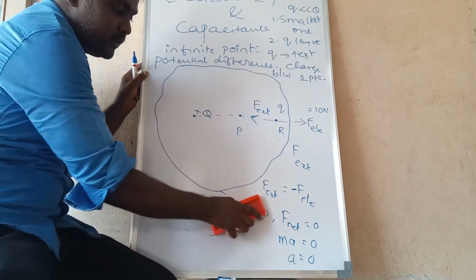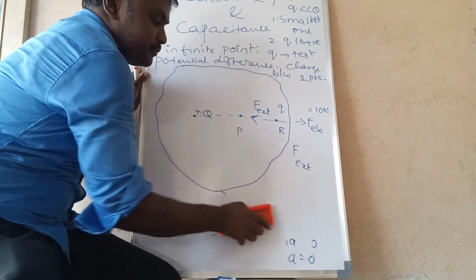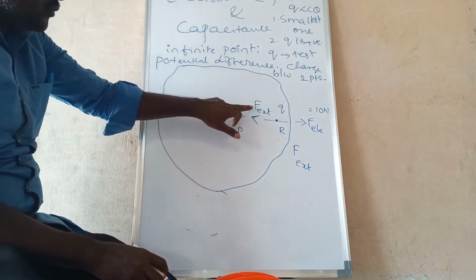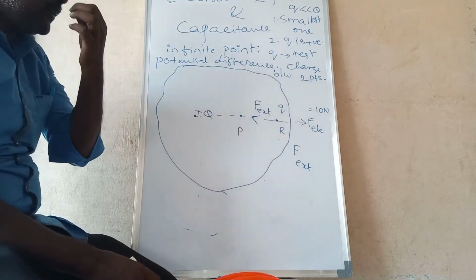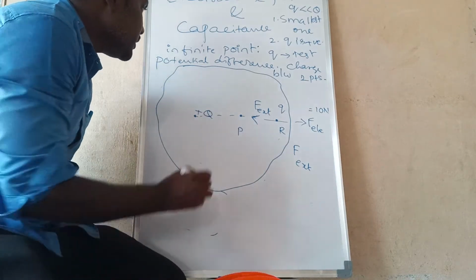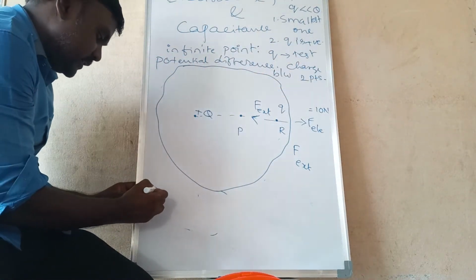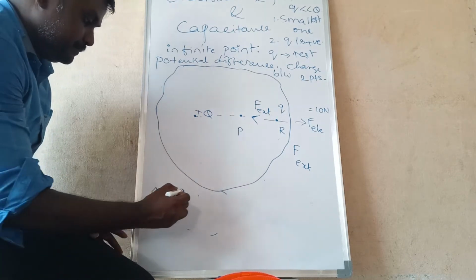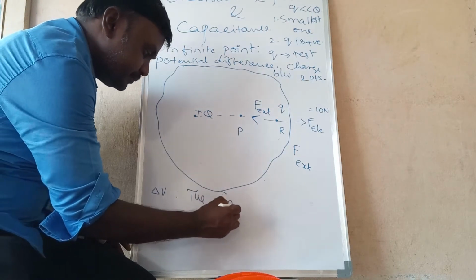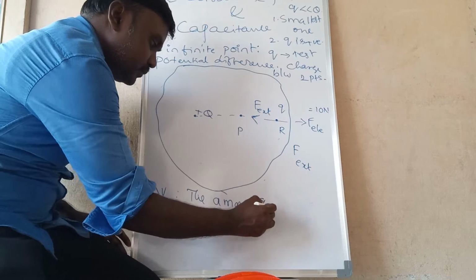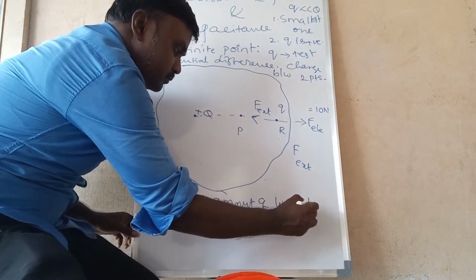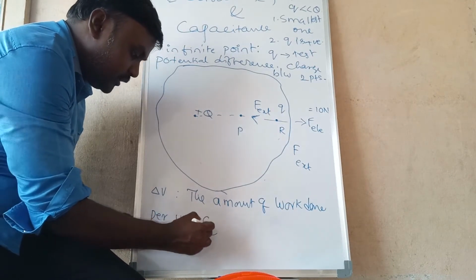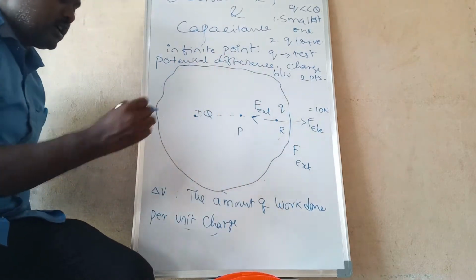Note that up to this one, everything is clear to you, I think so. So now we are doing work. This external force we are applying against the electrostatic field. So here I am going to define potential difference between 2 points. Potential difference is represented by delta V. How will it be defined? The amount of work done per unit charge, or here test charge.